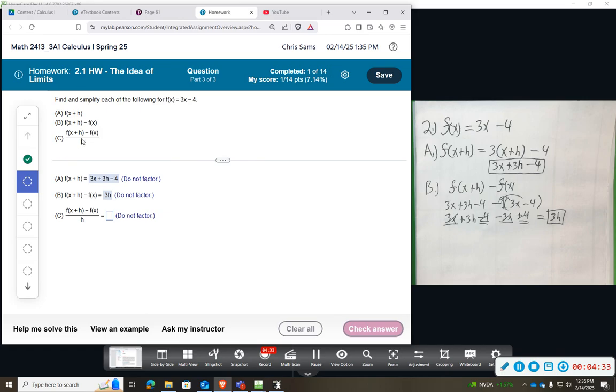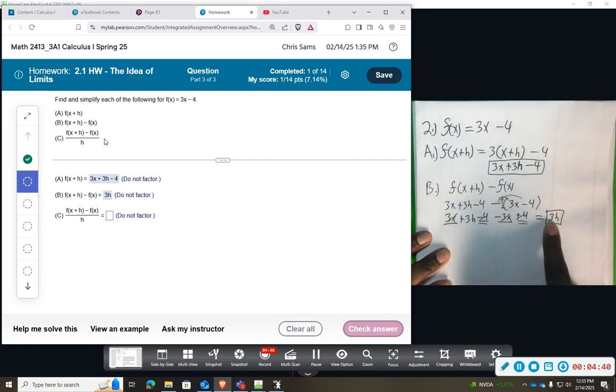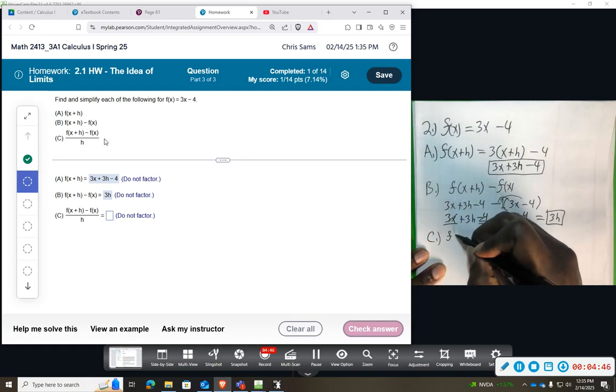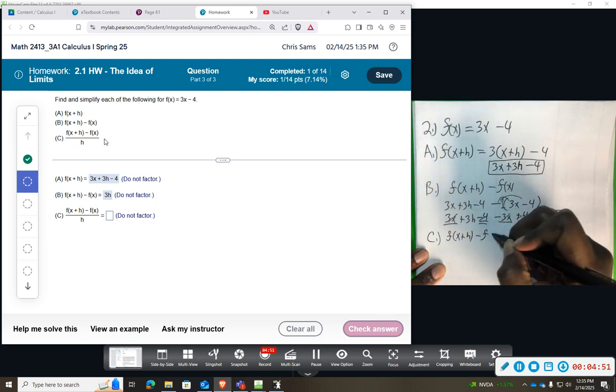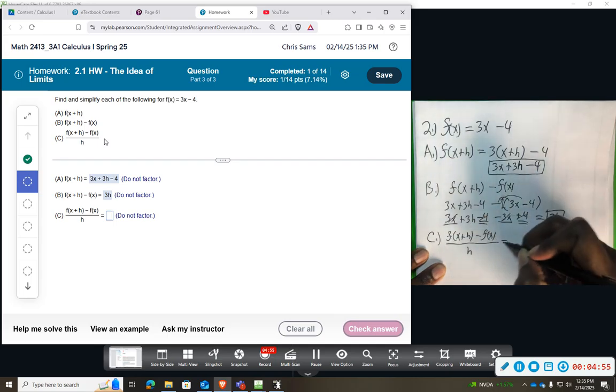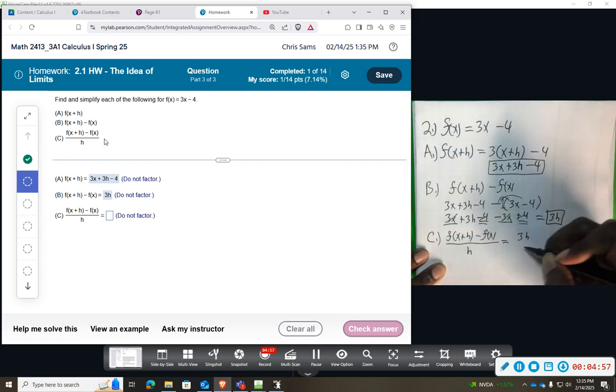All right, and then the last part, we're going to do f of x plus h minus f of x, divided by h. So that numerator is this part, which we just found to be 3h. So we're doing it piece by piece. On part C, we've already done this top part. That was just equal to 3h. The bottom part is h. H divided by h just leaves us with 3.